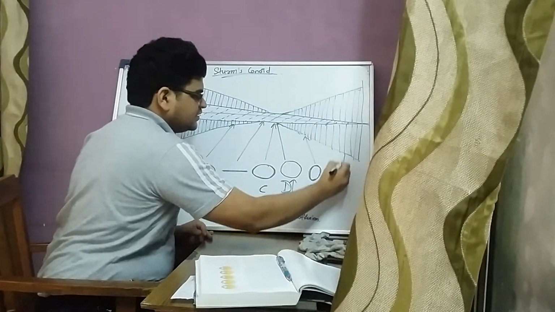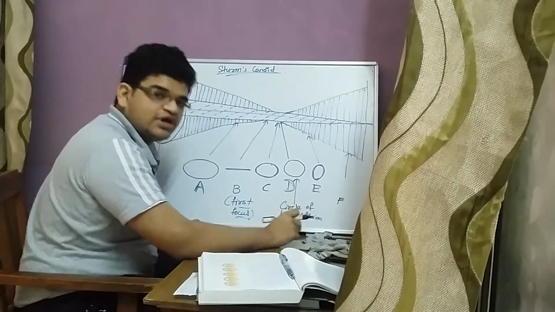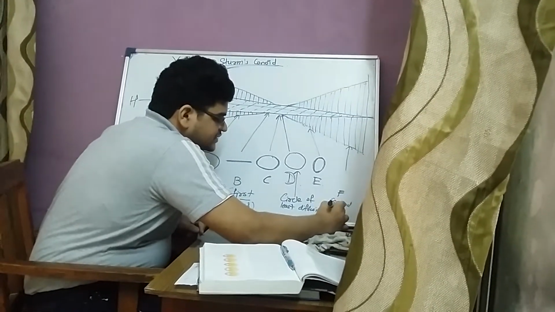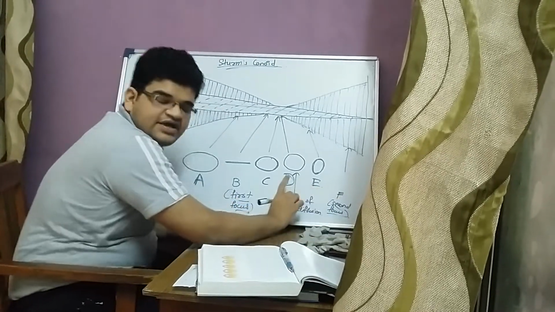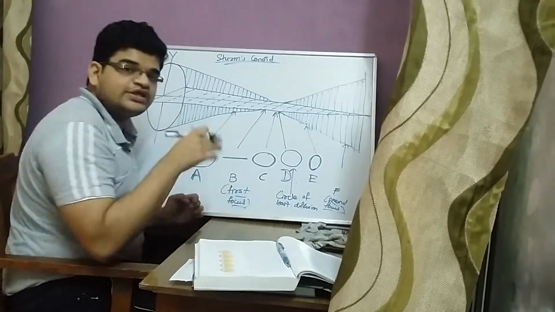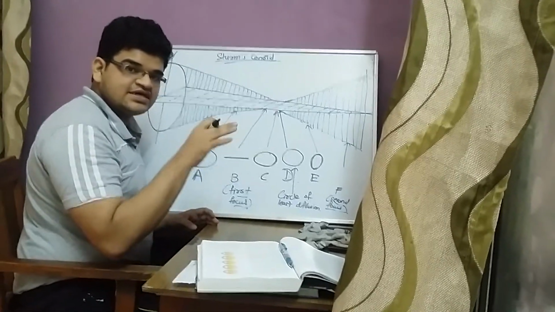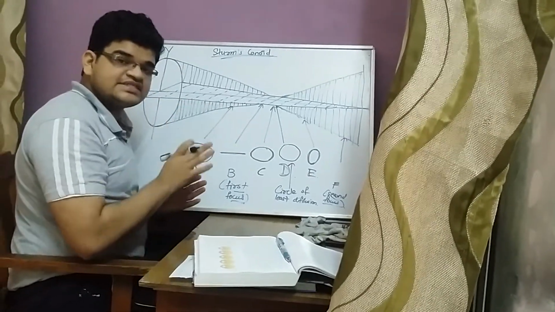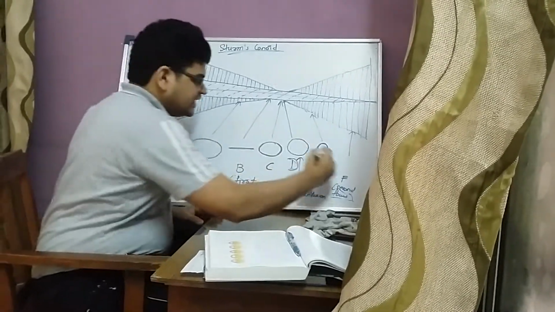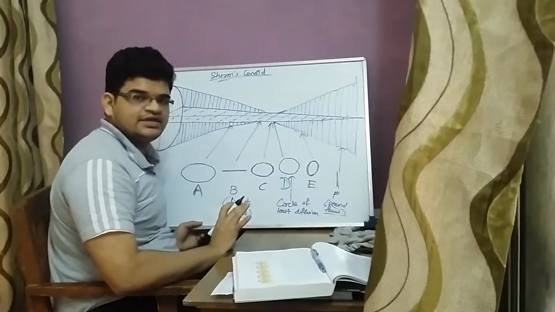Next is point F. Now point F is called the second focus. Why is point F called the second focus? Because at point F the horizontal rays have come to a focus, whereas the vertical rays are diverging. So that's why a vertical line is formed like this. Just a vertical line.